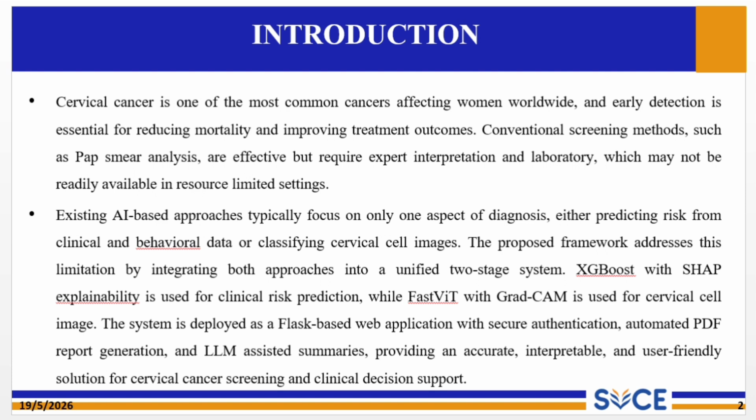In the first stage, we use XGBoost along with SHAP explainability to predict cervical cancer risk using clinical and behavioral data. In the second stage, high-risk patients undergo cervical cell image classification using FastViT and GradCAM visualization. We also integrated the system into a Flask-based web application with secure login, automated PDF reports, and LLM-assisted summaries to make the system more user-friendly and clinically useful.